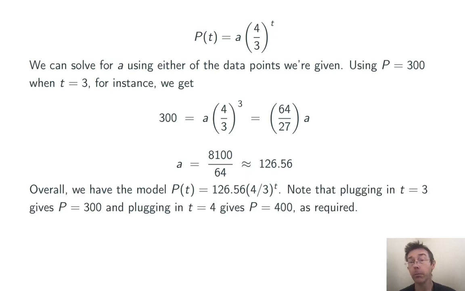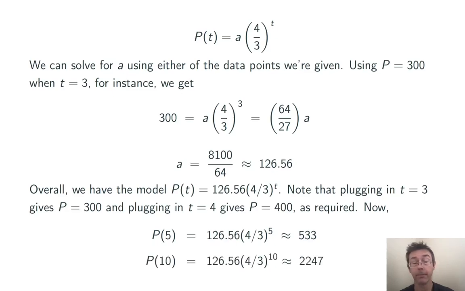We can check our work by plugging in t equals 3 and t equals 4. And when we do that, we get 300 and 400, at least up to the rounding error that we've made here with the a. Now we can get p of 5, the population at t equals 5, just by plugging in. We get 533. And we can get p of 10 just by plugging in, and we get 2247. In each case, I've rounded these results to the nearest integer, because I think our population shouldn't be a decimal in these cases.